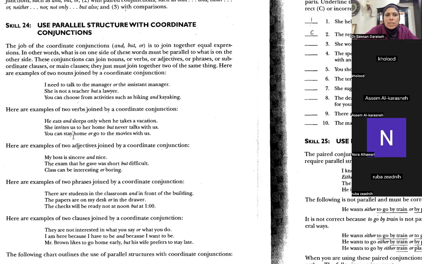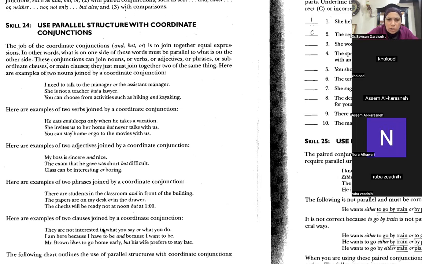Here are examples. Look at these examples about all of these things that were just mentioned. Look at this. I need to talk to the manager or the assistant manager. I need to talk to, what? Preposition and then noun, the manager or the assistant manager. So these are nouns. Nothing is wrong with this. This is fine. So this is a good way of using parallel structure.